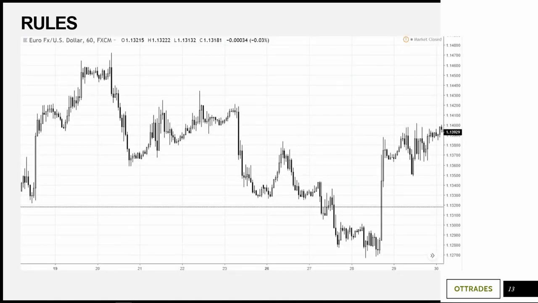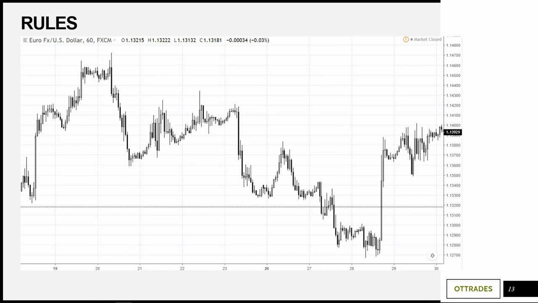So I'll give you a minute to see if you can identify where I'm looking. Remember to look for the lower low, pull back up, lower high, break that previous lower low, and then a pull back up into where that lower low price range was that we've just broken through. Give you a minute to look for that.